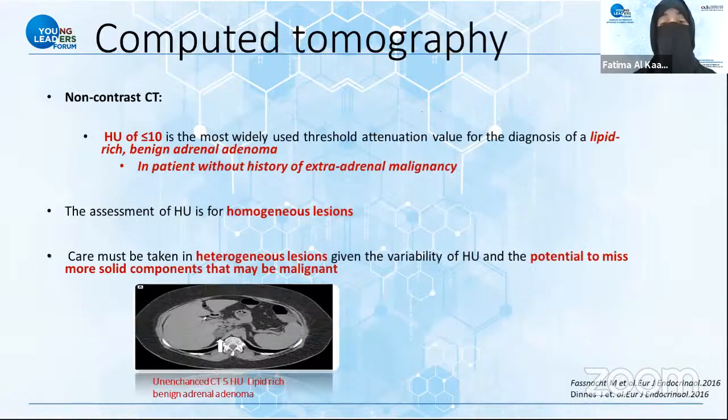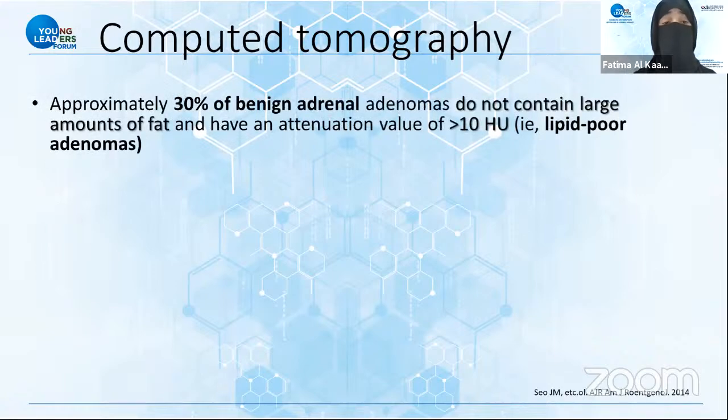And the threshold attenuation value proposed for lipid-rich benign adrenal adenoma in a patient without history of extra-adrenal malignancy is less than or equal to 10. We should be careful when we use the Hounsfield unit. We should use it in homogeneous lesions. In the case of heterogeneous lesions, there is a potential to miss a more solid component that may be malignant. Therefore, we should be careful in this scenario. Approximately 30% of benign adrenal adenomas do not contain a large amount of fat and have attenuation more than 10 Hounsfield units. They call them lipid-poor adenoma.